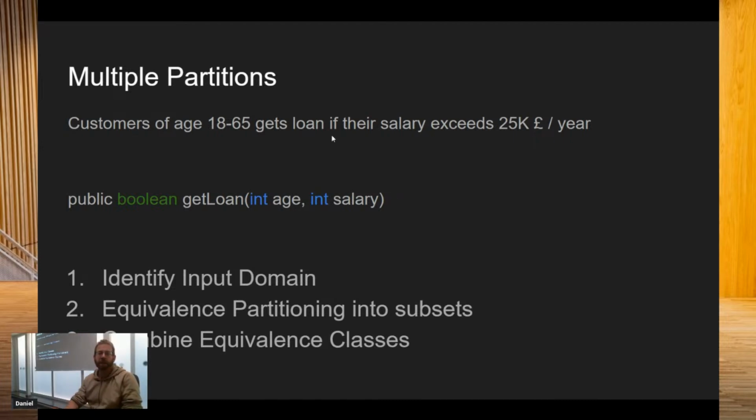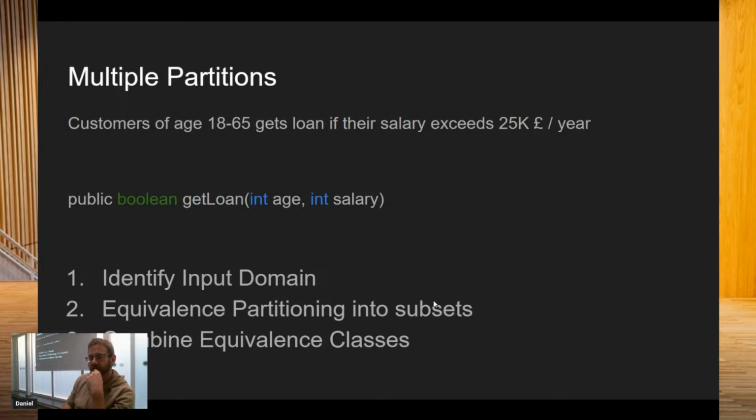So let's imagine that we have two different requirements. You need to be aged 18 to 65 to get a loan from the bank. But we only get a loan if we earn more than 25,000 pounds a year. So you have two different things, age and salary, coming in. We identified the input domain. They are positive numbers, both of these. I mean, the salary could be a negative number, but that's a lousy job, if you need to pay in order to work.